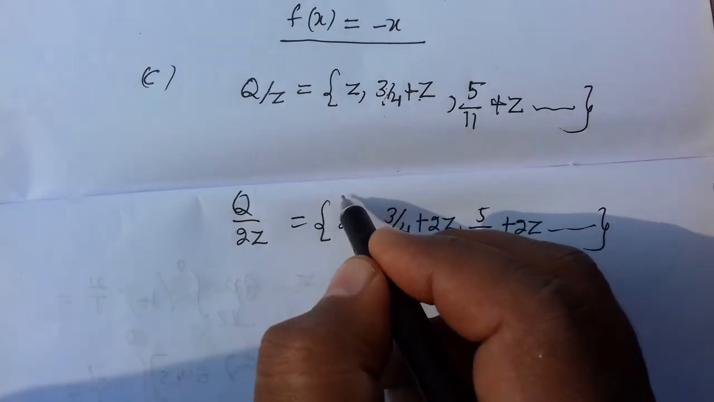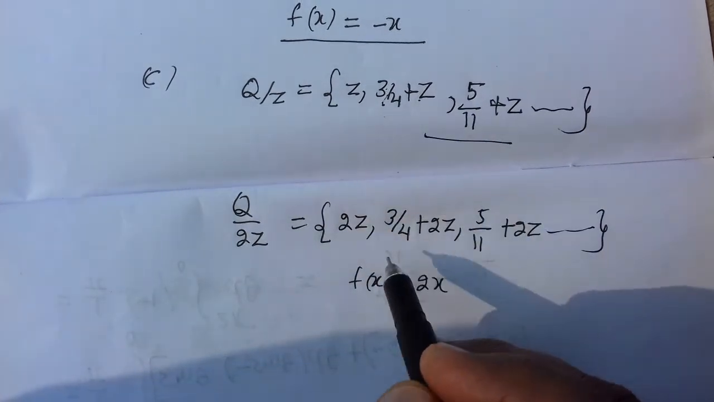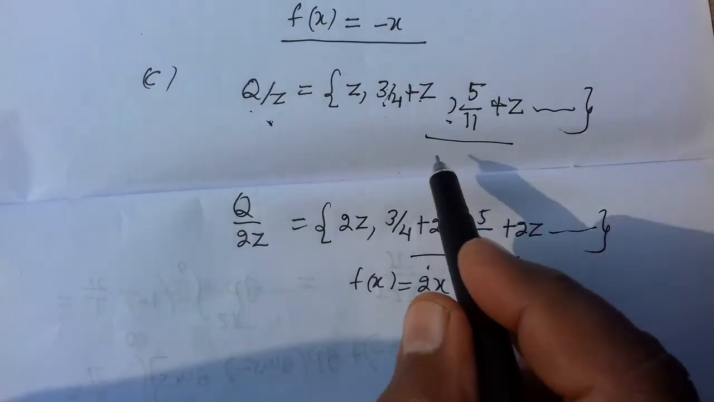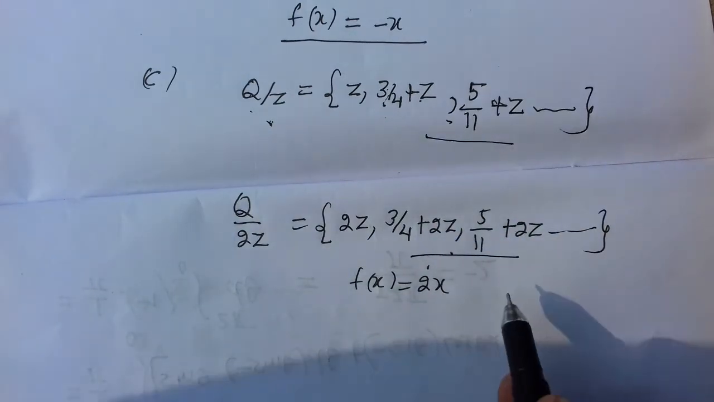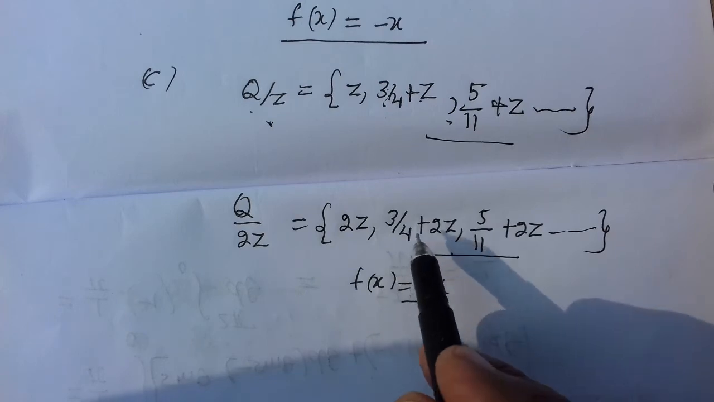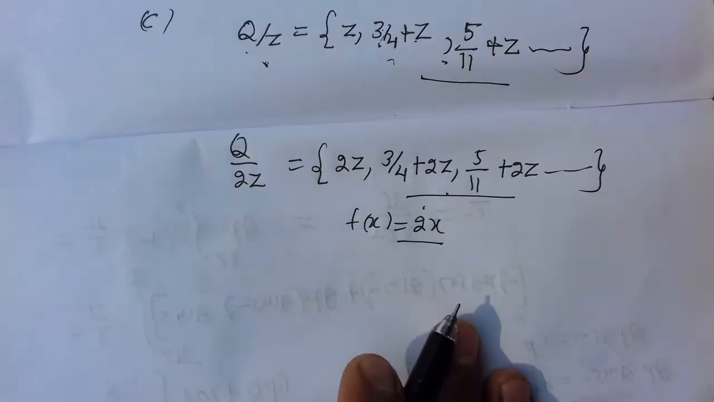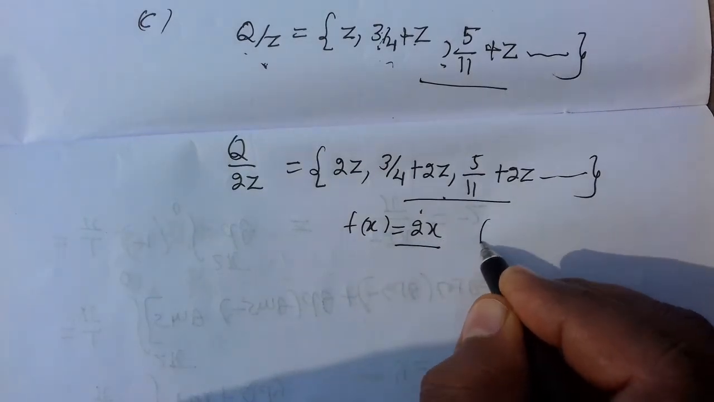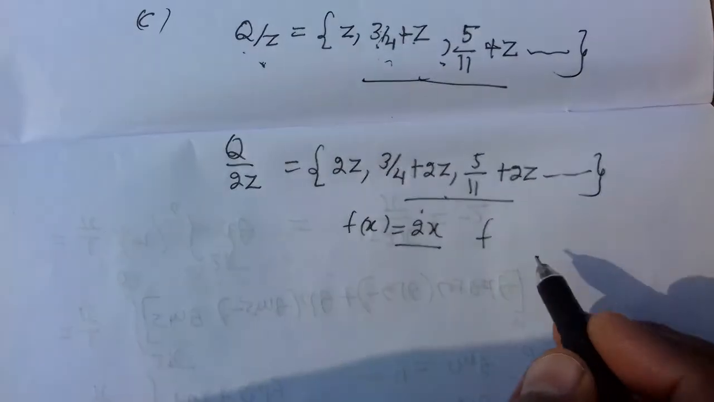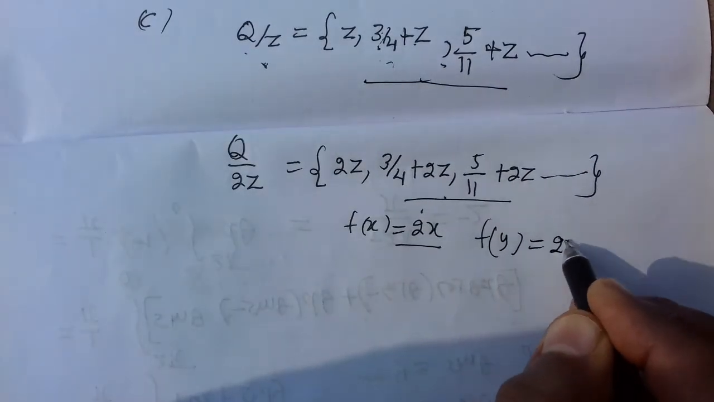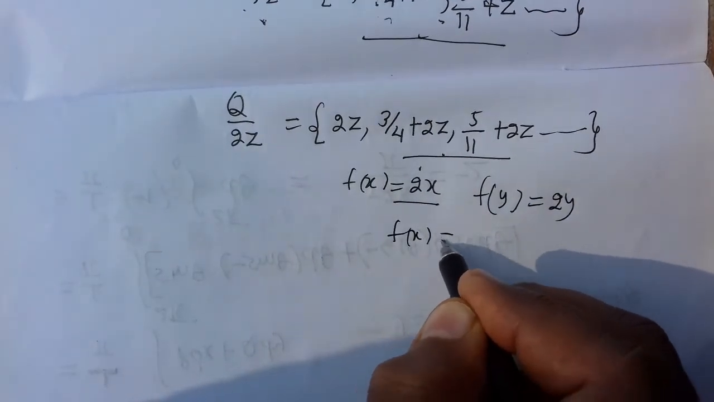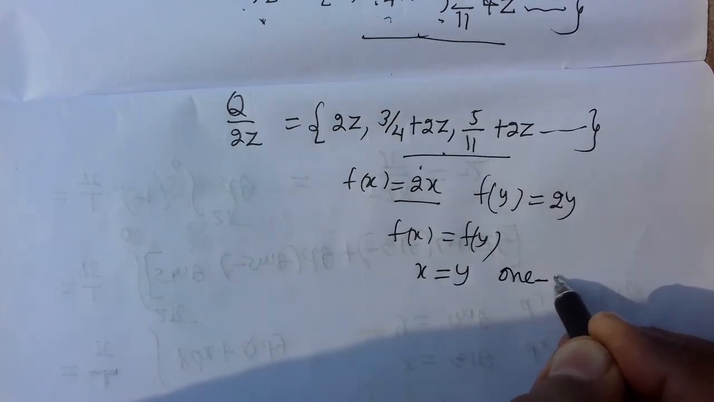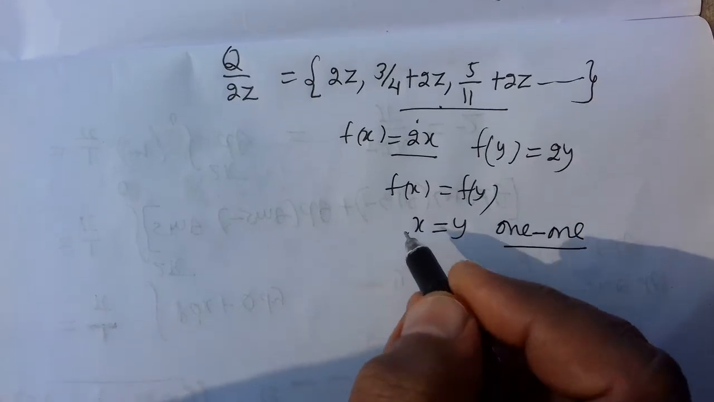You must note that this is a group because Z is a normal subgroup of Q. Also this is a group. There are two groups, these two groups, and according to this relation we have to show that these two are isomorphic. For example, f(x) = 2x. So take another element in this. Suppose that is y, so this will be 2y. And equating f(x) = f(y), we have x = y. That is, this is one-one. Now we are going to prove onto.